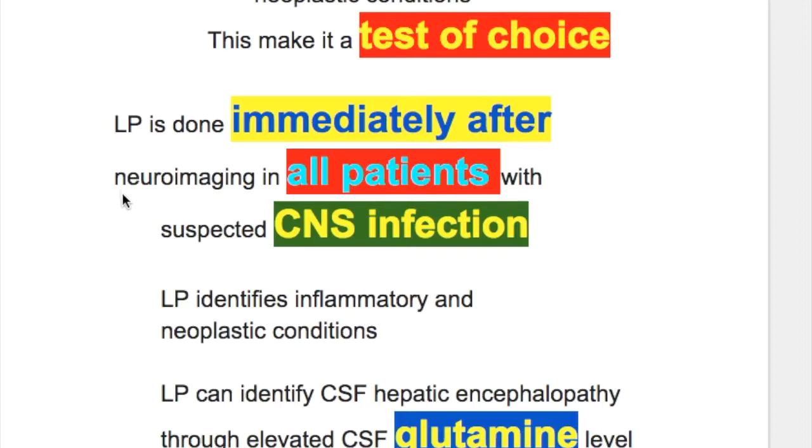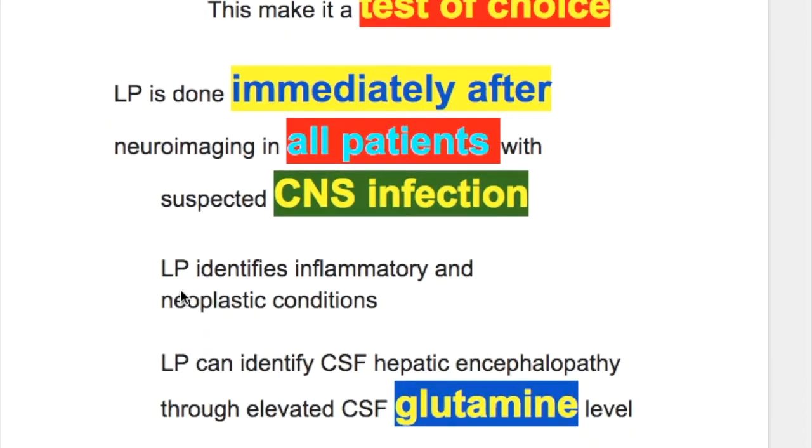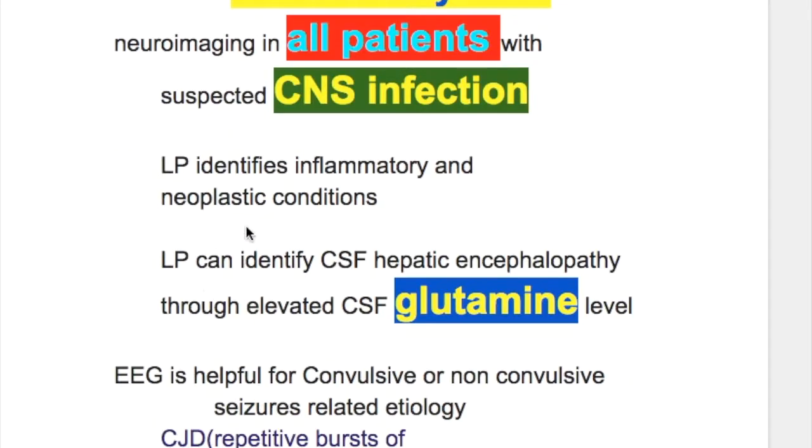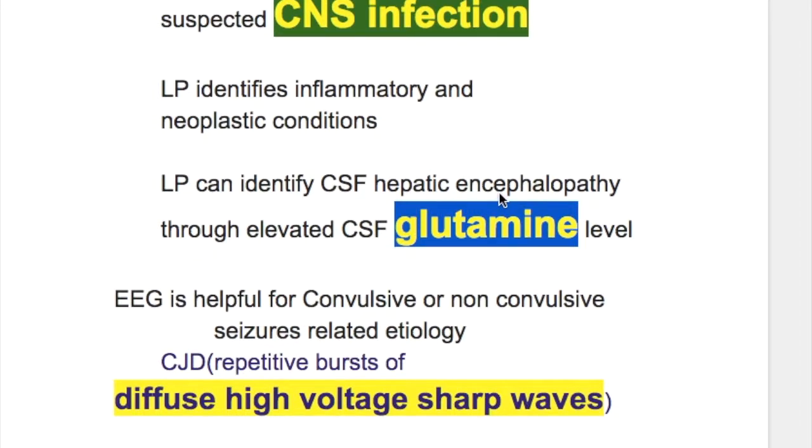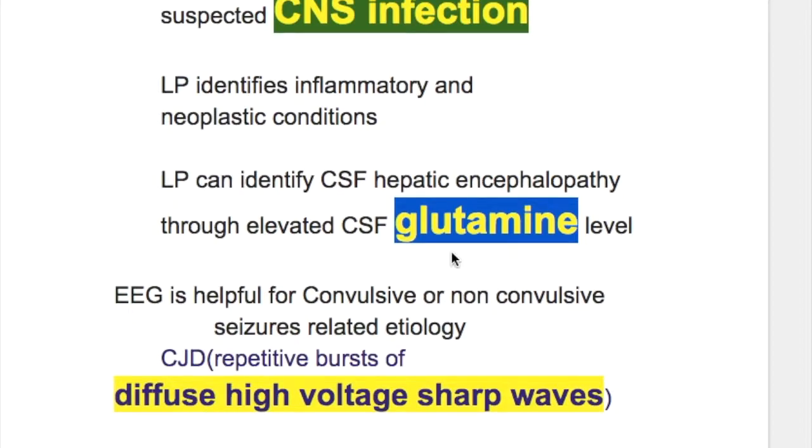What are the findings in LP? LP is done immediately after neuroimaging in all patients with suspected CNS infections. LP identifies inflammatory and neoplastic conditions. It can also identify hepatic encephalopathy through elevated CSF glutamine level. So in hepatic encephalopathy, in LP glutamine levels are raised.